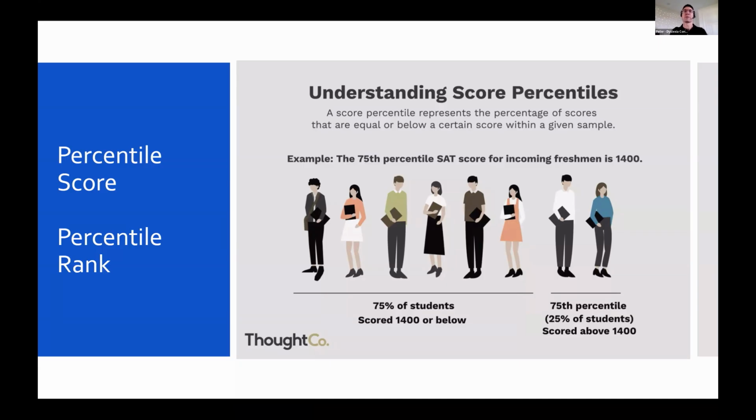A score percentile represents the percentage of scores that are equal or below a certain score within a given sample. For example, the 75th percentile SAT score for incoming freshmen is 1400. That means that 75% of the students scored 1400 or below on their SAT. And that also means that 25% of students scored above 1400 on that test. So that's something helpful to keep in mind with percentiles.